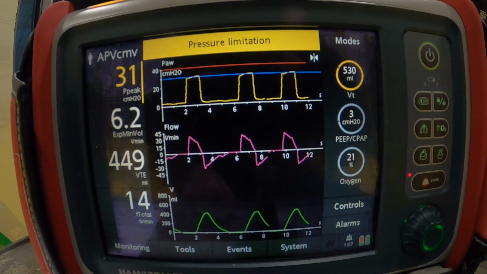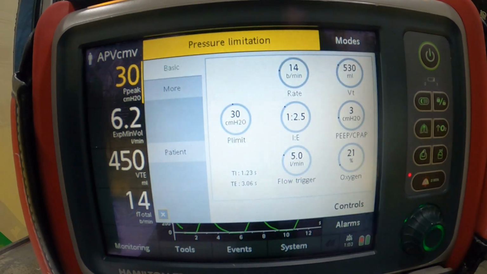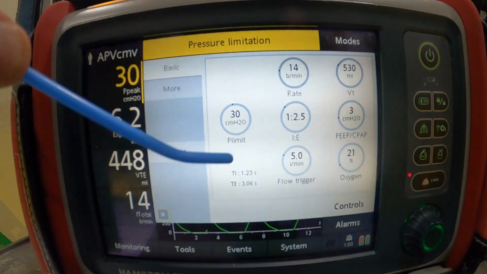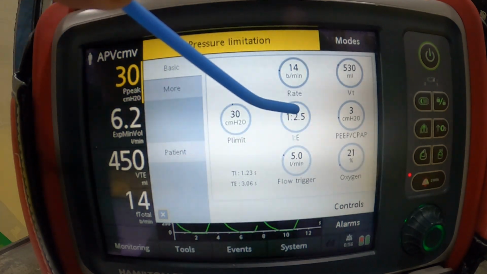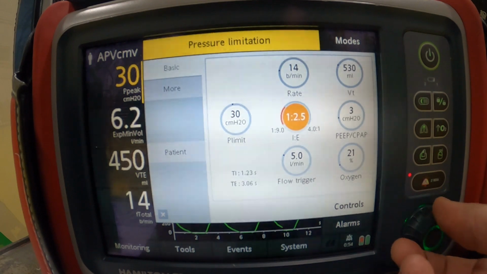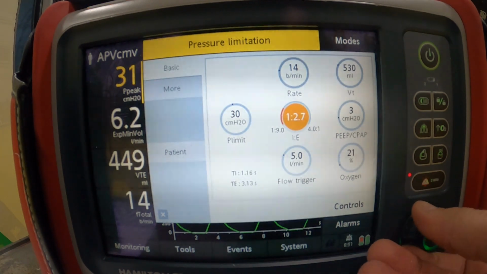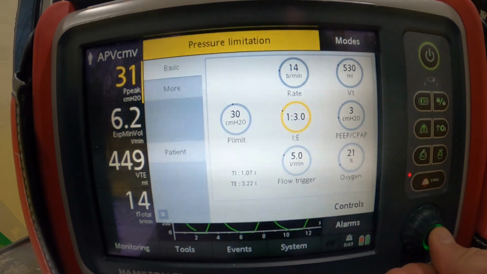And I think that's about it. So that's our strategy for obstructive. Low rate, slow rate, allow enough time for exhalation. You gotta allow that trapped air to exhale.